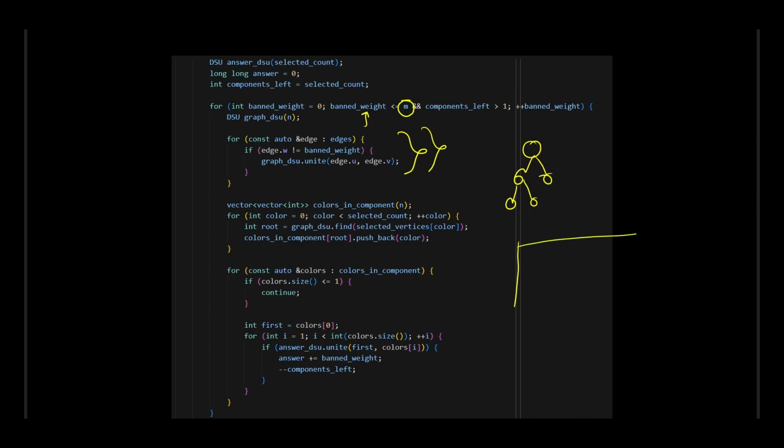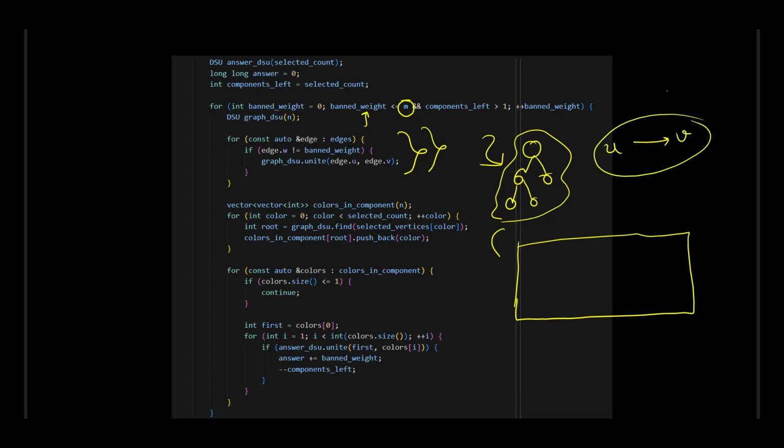and then you maintain another DSU for the Kruskal's algorithm. So this is the DSU that you are maintaining for the original connectivity, to check whether two things like U and V have a MEX equal to K or not, or whether they have a MEX equal to M. And you maintain another DSU that is tracking your Kruskal's algorithm.